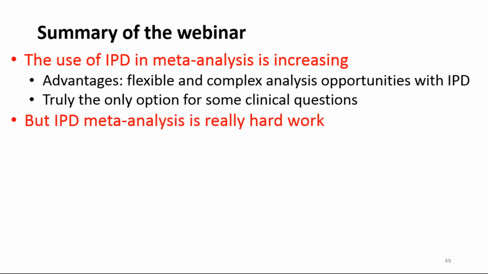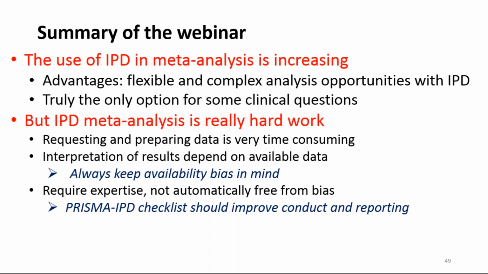We should always remember that IPD meta-analysis is really hard work, and we shouldn't enter into this lightly. Requesting and preparing data requires a huge amount of expertise and is very time consuming. This one project took us 7 years to do.